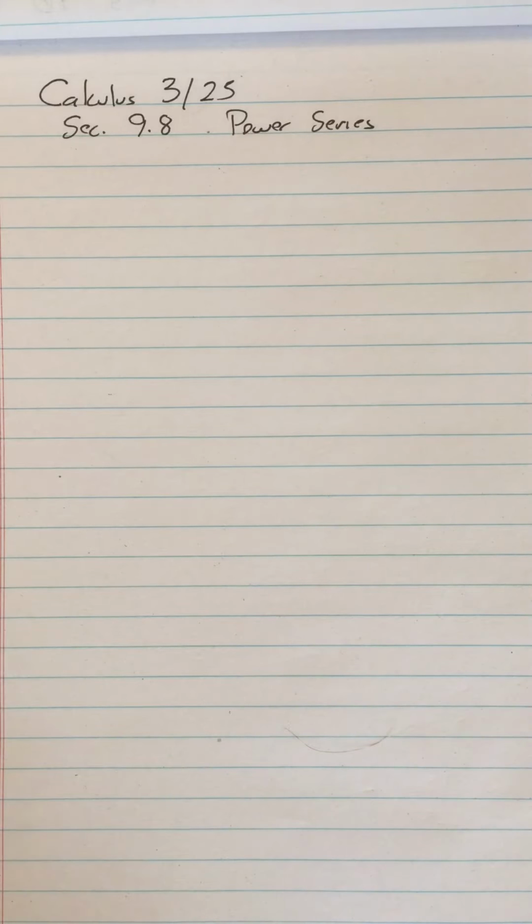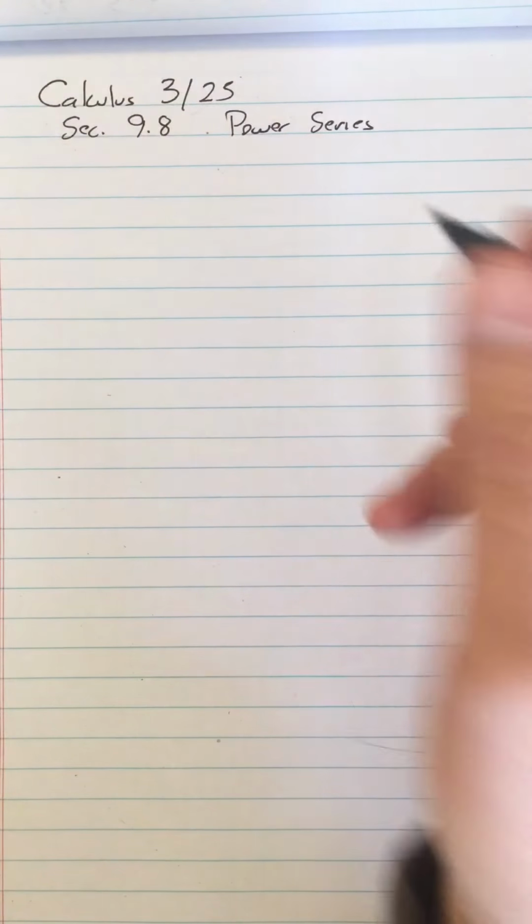This is section 9.8, power series. So we've talked about different types of series and the conditions under which they converge. P series converge for p greater than 1. Geometric series converge for absolute value of r less than 1. So here's another type of series called a power series.